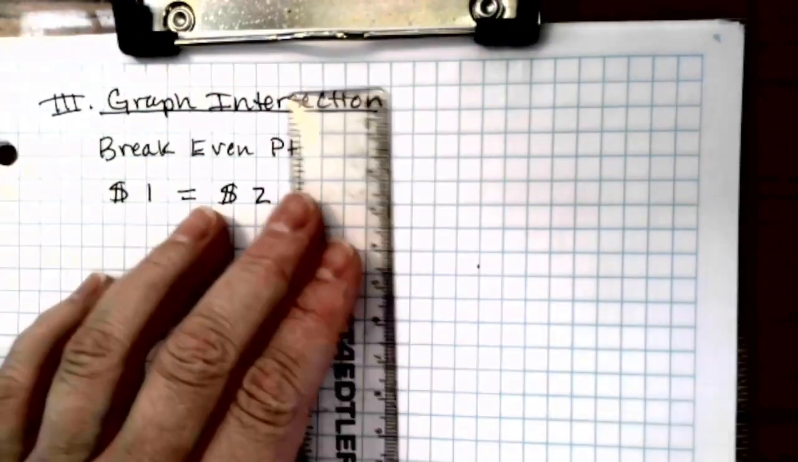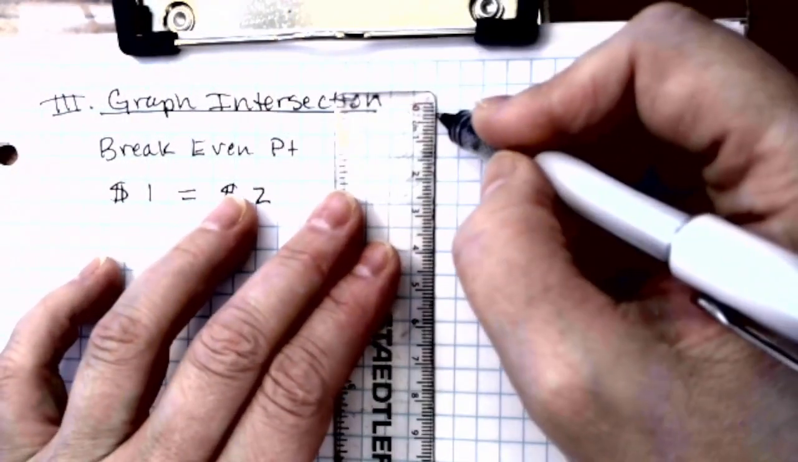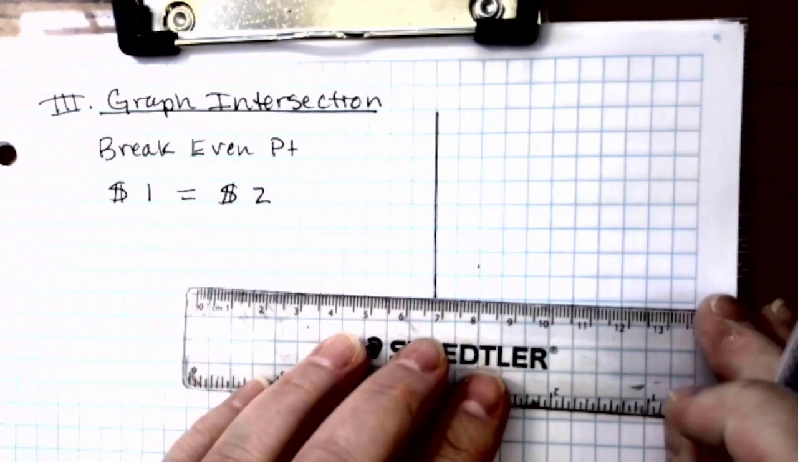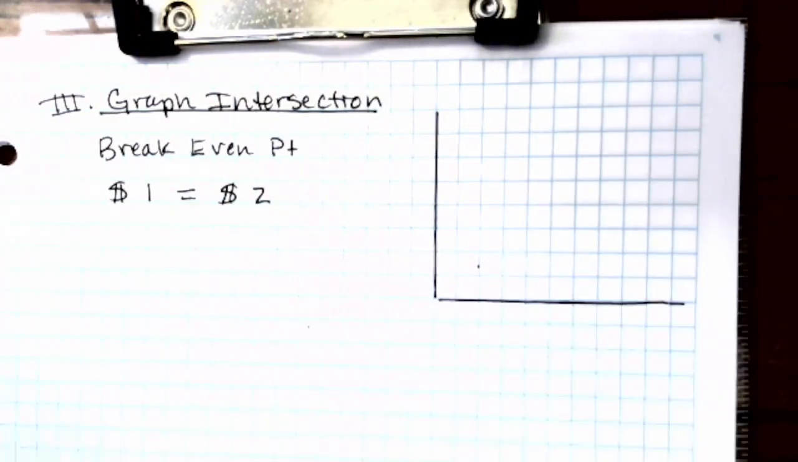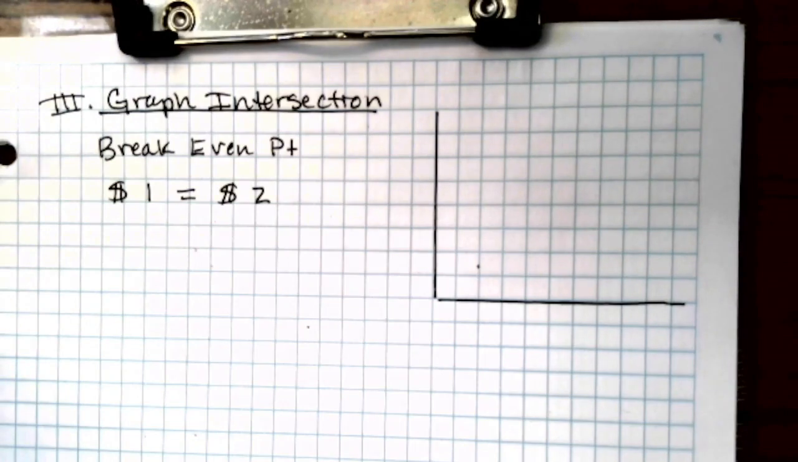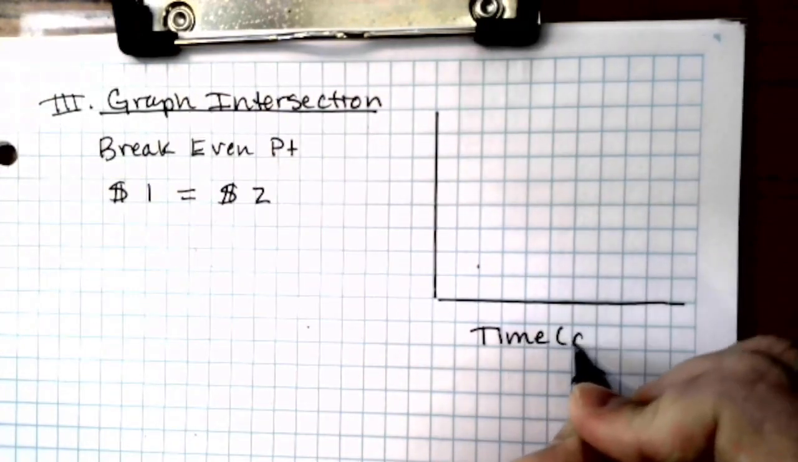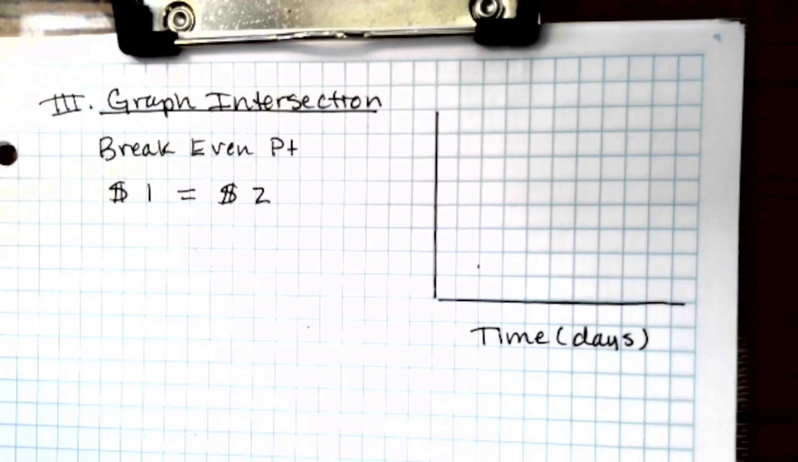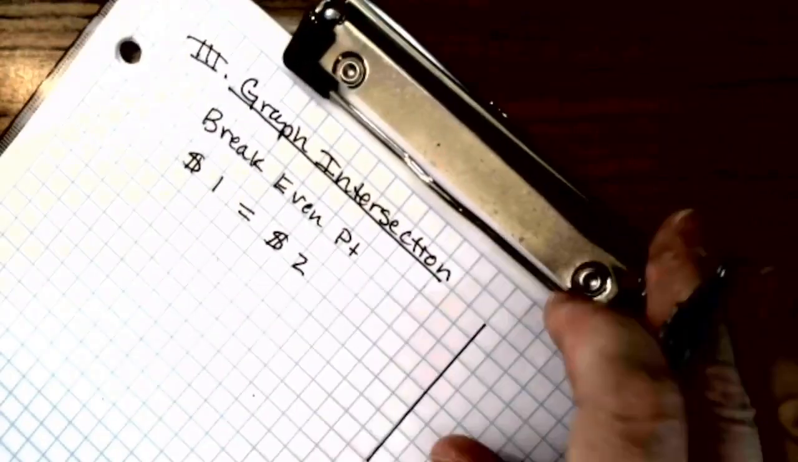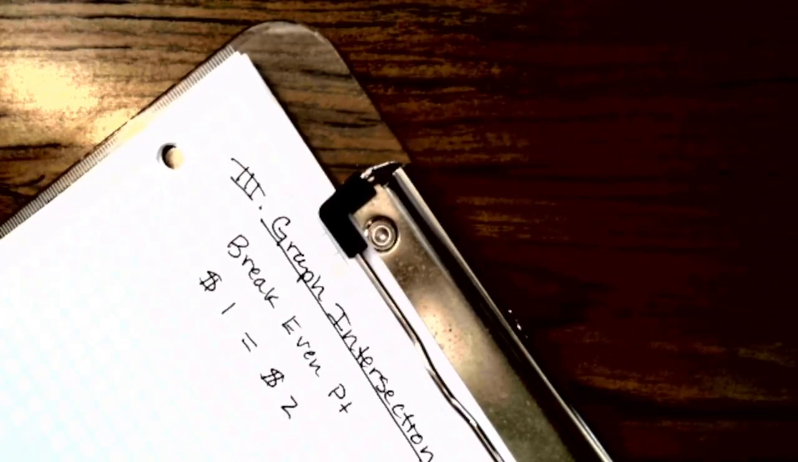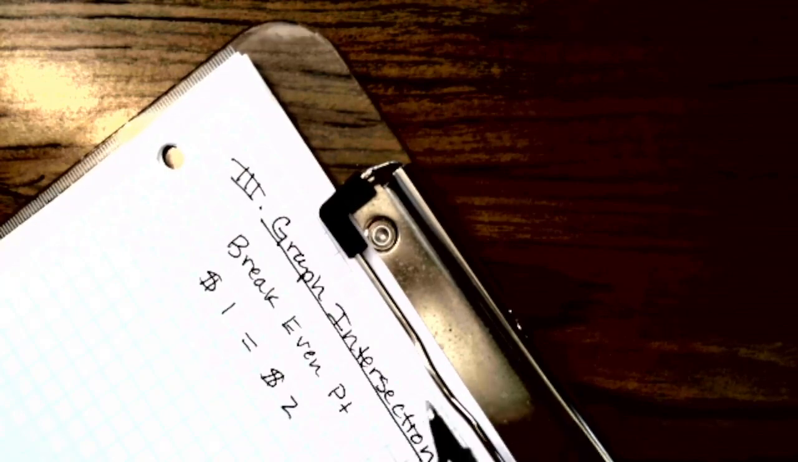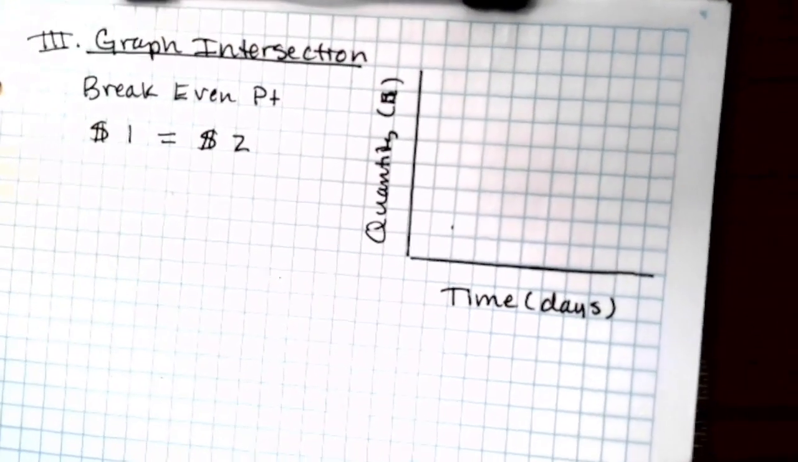So we're going to draw a quick little break-even graph. Draw yourself an L-shaped graph. Typically, the bottom is like time or sessions or visits. We're going to label that time, and we're going to do it in days. And then on the side of the graph, this is the quantity you're talking about. Many times it's dollars. Sometimes it's something different, but it's typically dollars.